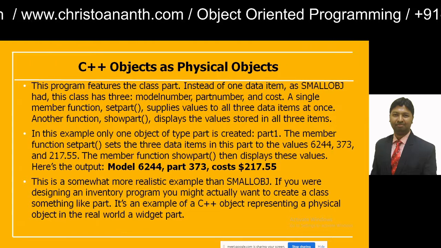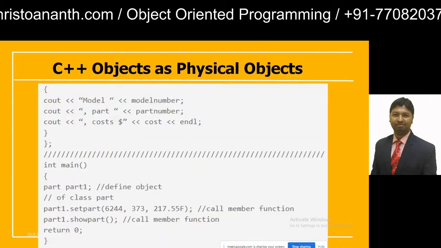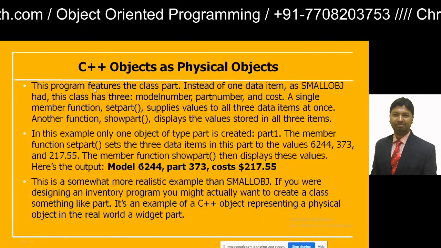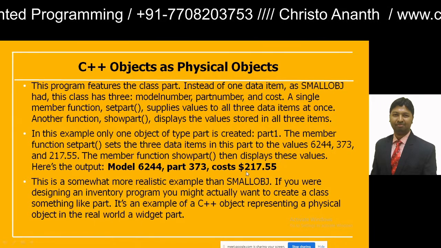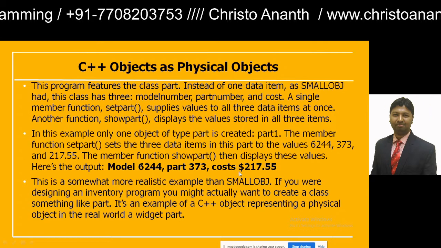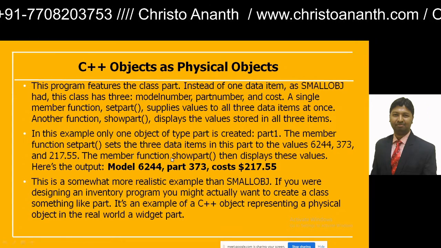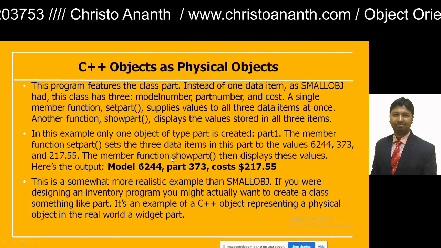When you run this program, you will have the model number 6244, the part number 373, and the cost is $217.55. So this is how you display with the help of showpart.